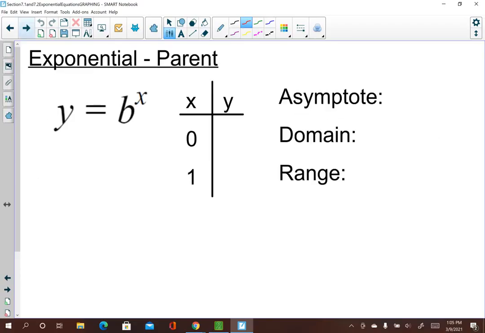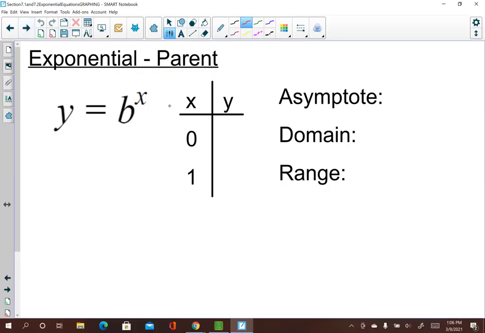Unlike all of our other parent graphs we've studied this year, the exponential function does not have just one parent graph because b could be a variety of different things. We could be looking at y equals 1/2 to the x. We could be looking at y equals 3 to the x. There are an infinite number of possibilities for that base, so we can't just say, yes, this is the parent function for every single exponential function you'll meet. But we can say that this table, and we only use 2 points in our parent table, works for every really basic form of an exponential function.